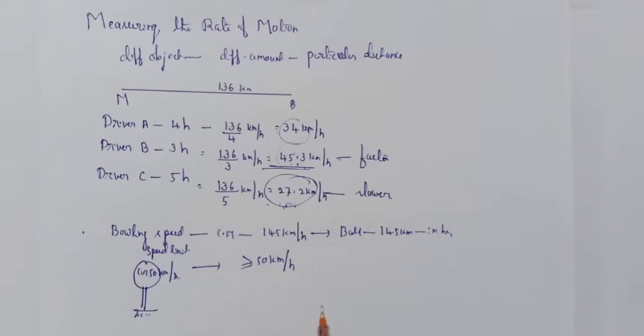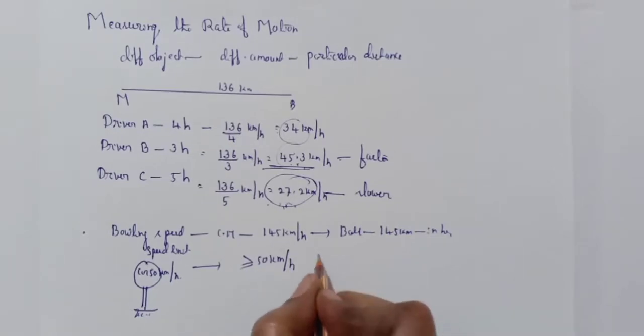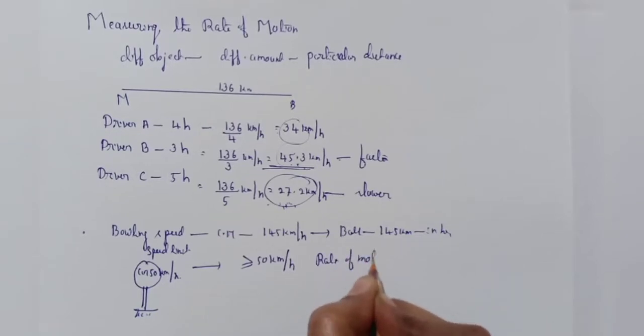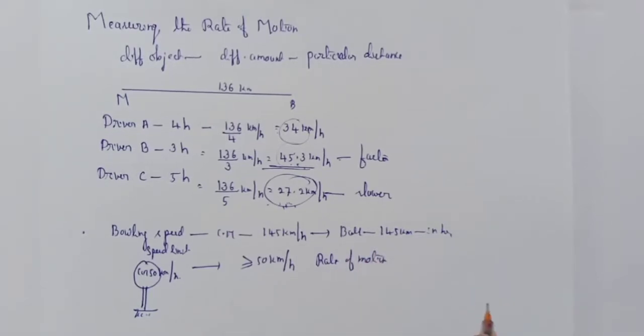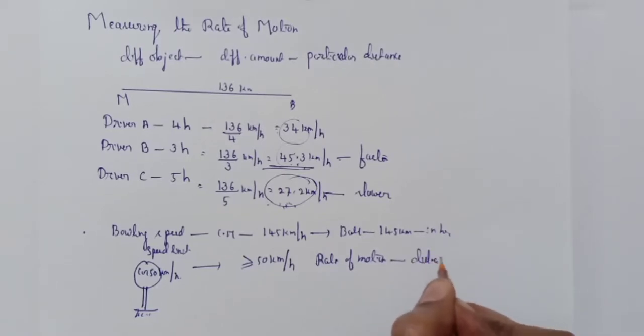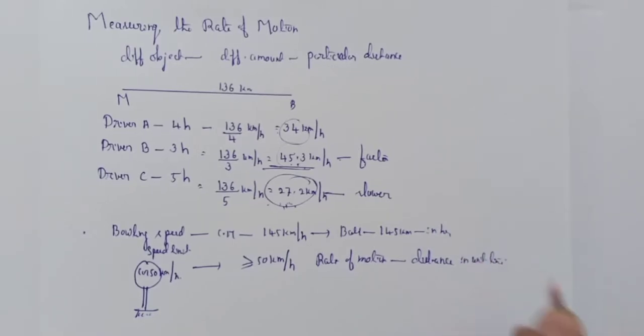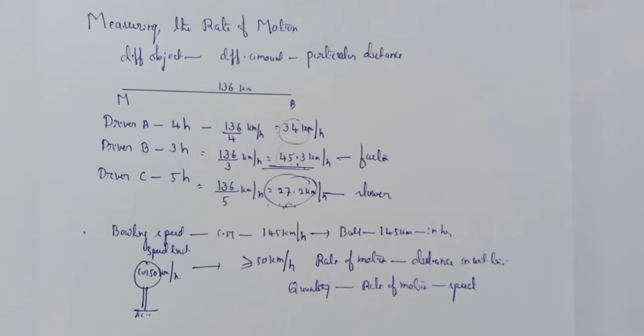So, from these examples, we can understand that the measurement of rate of motion is very important. The rate of motion of an object can be measured by finding the distance traveled by the object in unit time. The quantity which measures the rate of motion of an object is called speed.